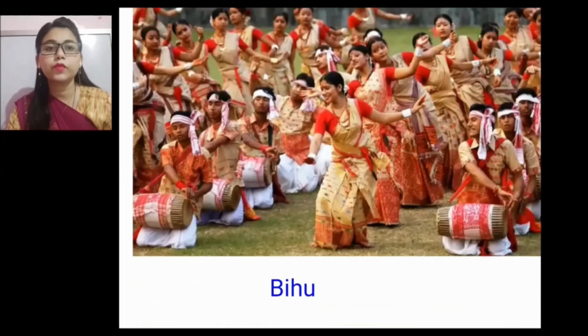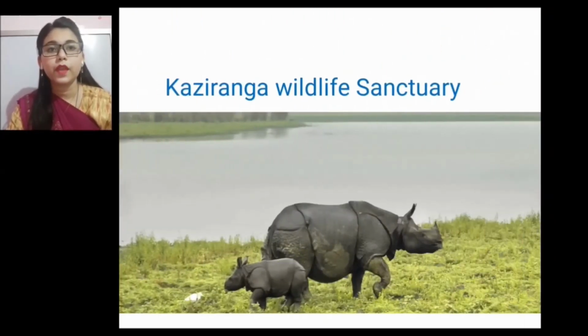Now let's move further. Here you can see Bihu. This is the main festival they celebrate. Here you can see they are performing their dance. Okay, this is the traditional dance performed by the Assam people. And this festival is for 3 days. Now let's move further. Here you can see Kaziranga Wildlife Sanctuary.